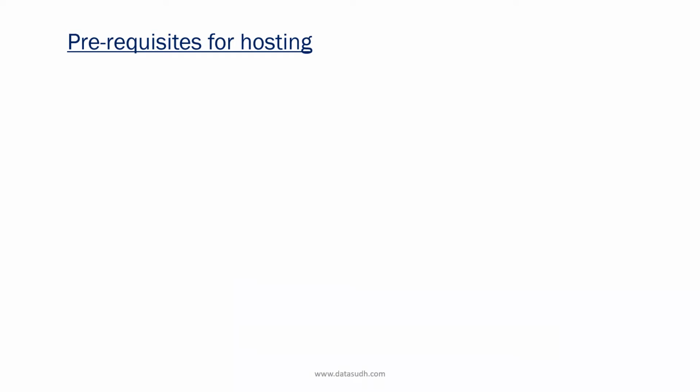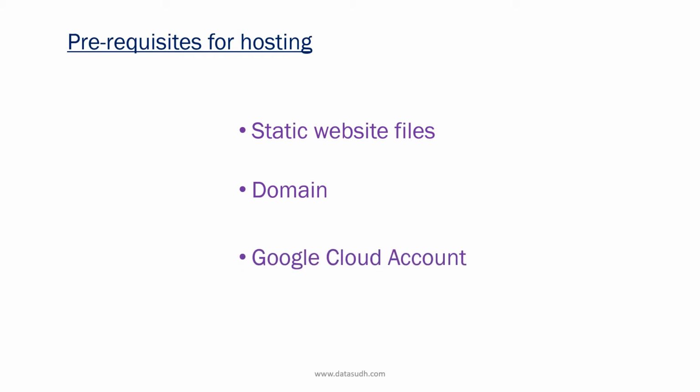Before hosting a static website in Google Cloud, we need to have a few prerequisites in place. The first one is static website files. These are the code files which we are going to upload into our cloud account. These can either be HTML, CSS or JavaScript. Second is domain. This is the place where the user request will come, that is www.something.com. Third is the Google Cloud account wherein the actual hosting will take place.